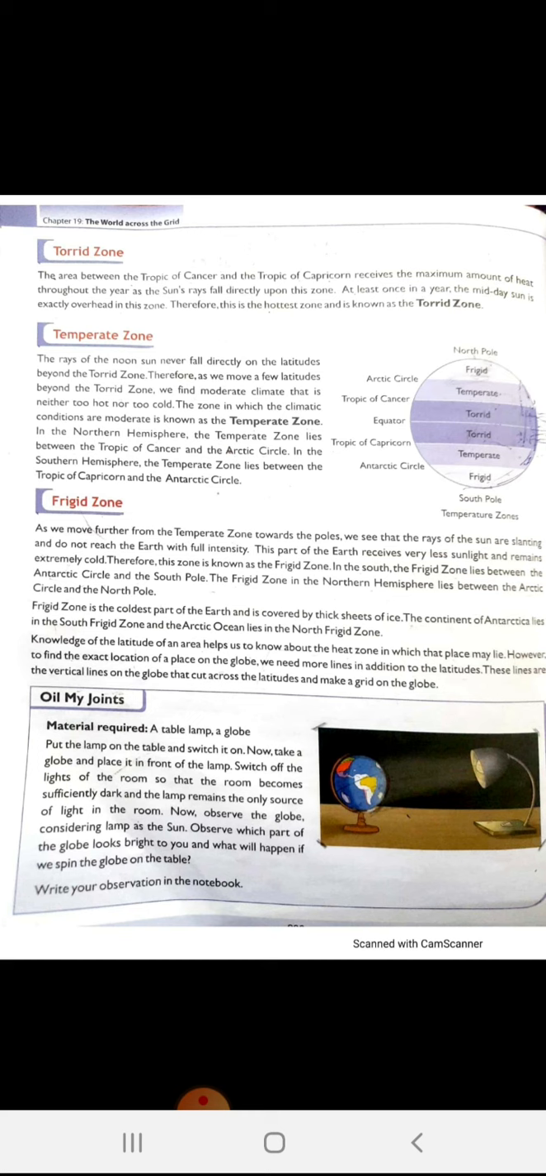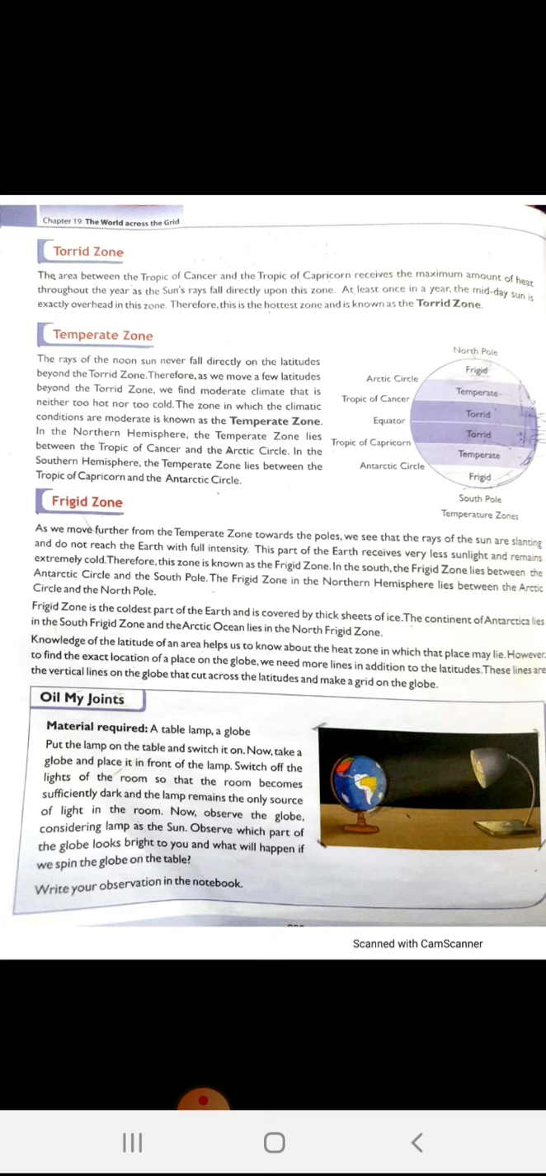And we have the southern hemisphere. Here the temperate zone is between the Tropic of Capricorn and the Antarctic Circle. So this is the temperate zone. Now the frigid zone: freeze, everything is frozen, only snow is there.